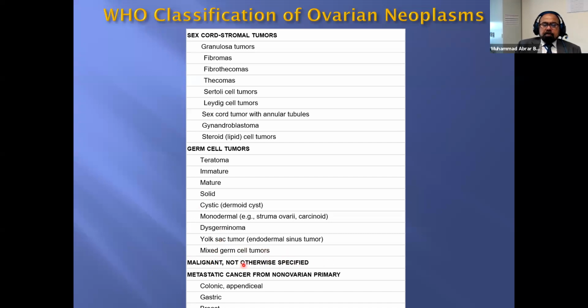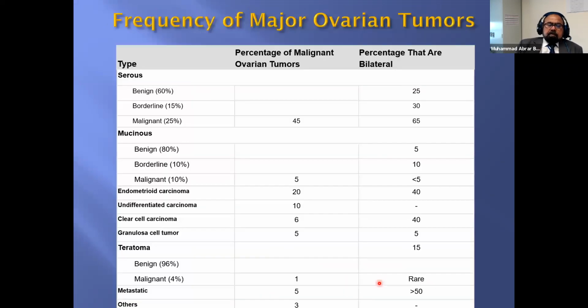Then malignant tumor, not otherwise specified. Sometimes the tumors are so undifferentiated that you are not able to label them. What are they? Either they are coming in this category or that category. So you put it in the not otherwise specified one. Then we have metastatic tumors, like tumor coming from colonic mucosa or appendix or gastric or breast. So this is all the classification.